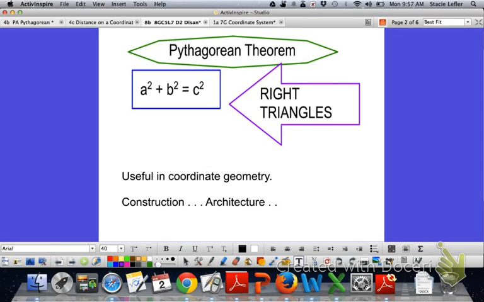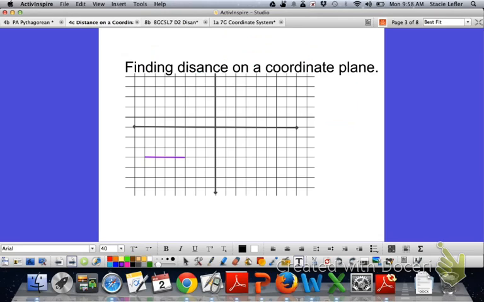The Pythagorean theorem is a very useful application in coordinate geometry. It's very useful in many things like construction, architecture, and many, many more applications. We can find distance on a coordinate plane.